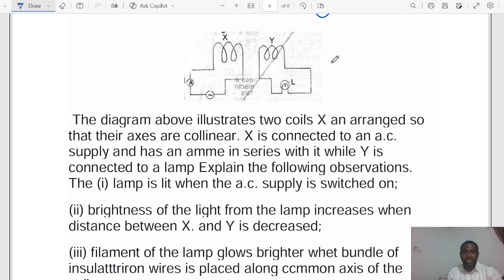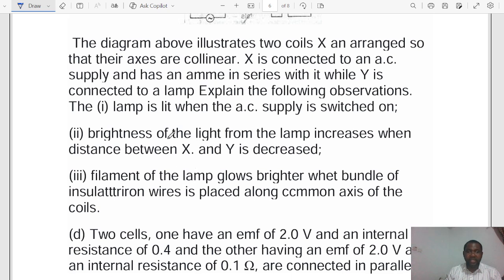because EMF is actually induced whenever magnetic flux changes. Now the second one says the brightness of the light from the lamp increases when the distance between X and Y is decreased. The reason is that the smaller the distance, the closer they are, the larger the mutual inductance. And the larger the inductance, the more EMF is induced. That is important for you to note. That's why you see that the light becomes brighter when they come together.